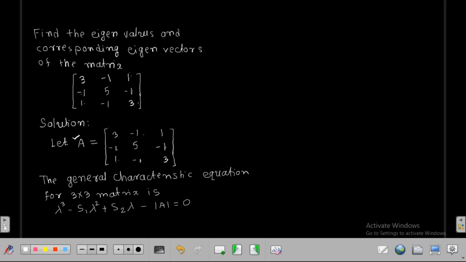So let this be a matrix. The general characteristic equation for a symmetric matrix is this. We want to find the characteristic equation for this. So we know the general characteristic equation: lambda cube minus s1 lambda square plus s2 lambda minus determinant equal to 0. Now find here s1, s2, and the determinant of this matrix.